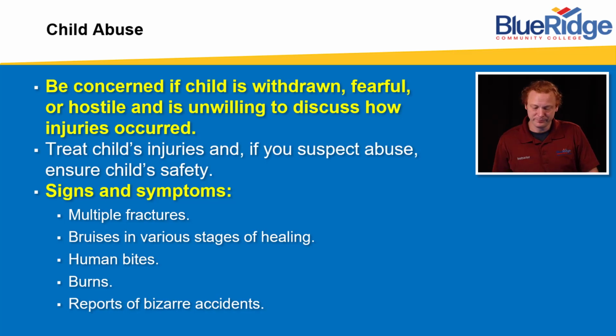Going back to the different stages of healing, look at the child's environment and what their lifestyle is like as well. That can indicate whether these injuries are naturally occurring just from them being rough and tough and tumble children, or if this could actually be an abusive situation.